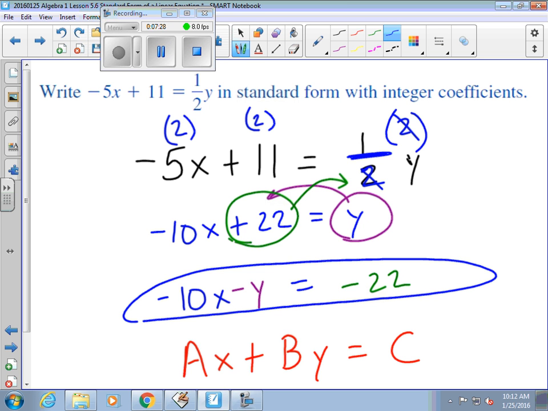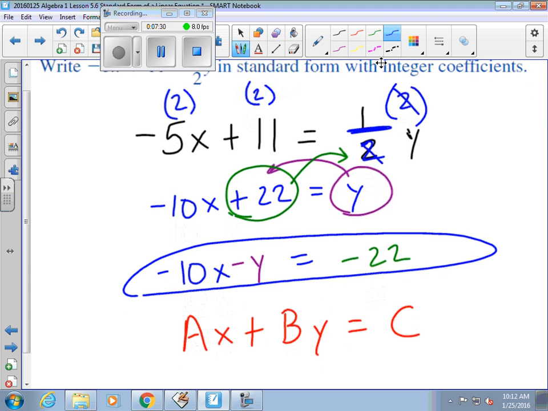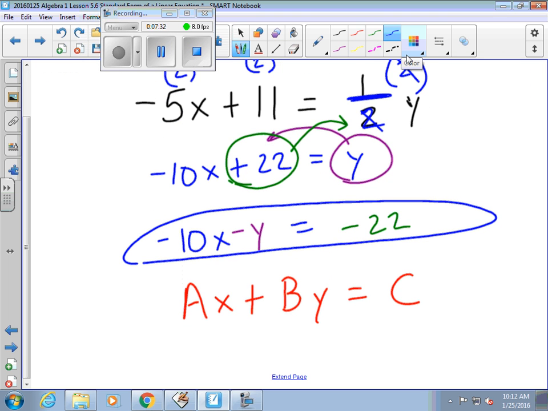Now, if you made them both positive, then negative 10x would have gone to the other side and became positive 10x. Negative y would have gone to the other side and became positive y. And negative 22 would have gone to the other side and became positive 22. So this is the same equation, believe it or not, when everything moves over, when the left shifts to the right and the right shifts to the left.